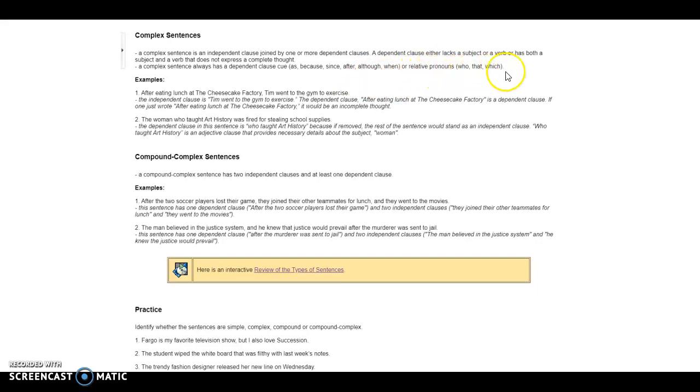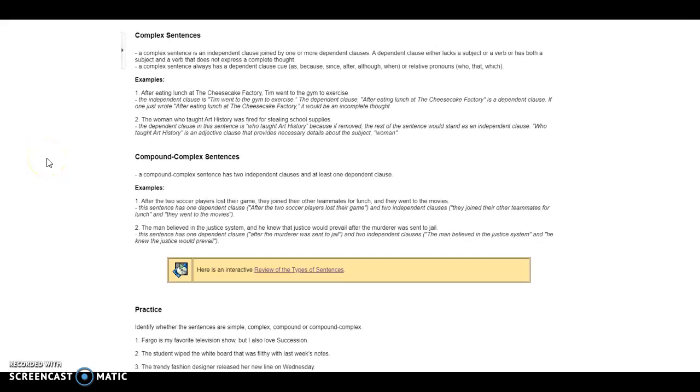You can also sometimes have a complex sentence with what they call a relative pronoun, a word like who, that, which. If we take a look, we have, after eating lunch at the Cheesecake Factory, Tim went to the gym to exercise. Tim went to the gym to exercise is an independent clause. It can stand alone as its own sentence. After eating lunch at the Cheesecake Factory isn't. It's a dependent clause. It's got a subject and a verb, but it doesn't have a complete thought. If we join a dependent clause with an independent clause, we have a complex sentence.